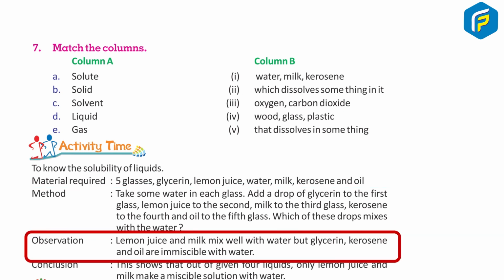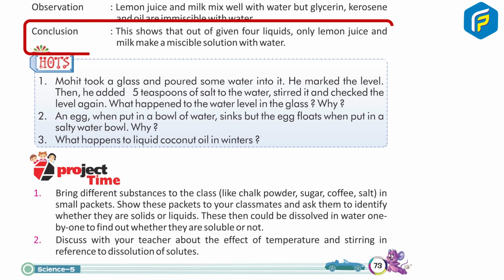Observation: lemon juice and milk mix well with water, but glycerin, kerosene, and oil are immiscible with water. Conclusion: this shows that out of the given liquids, only lemon juice and milk make a miscible solution with water.